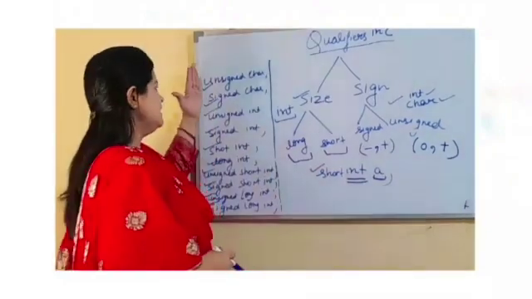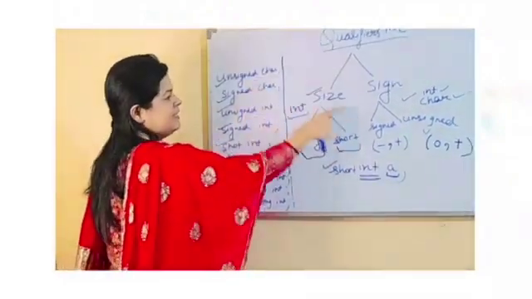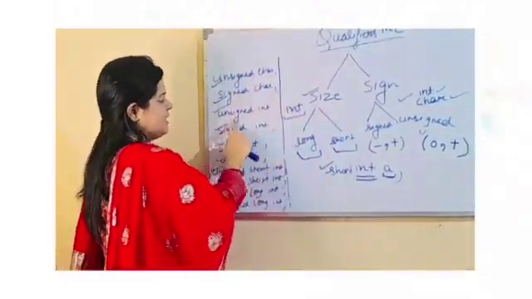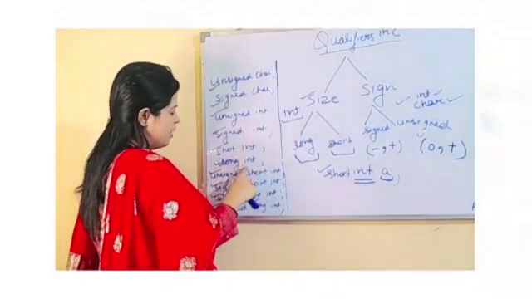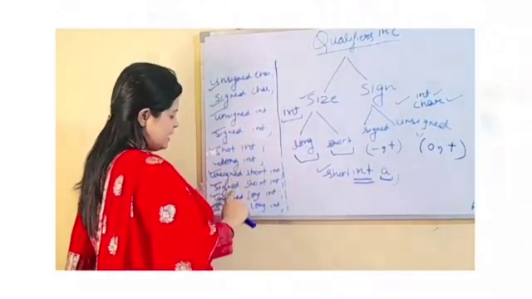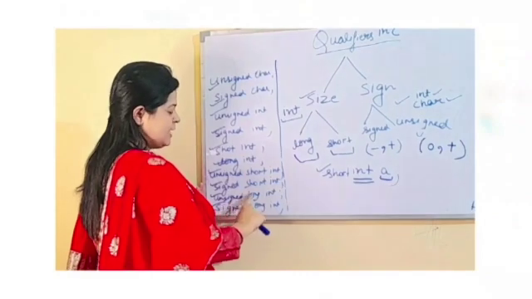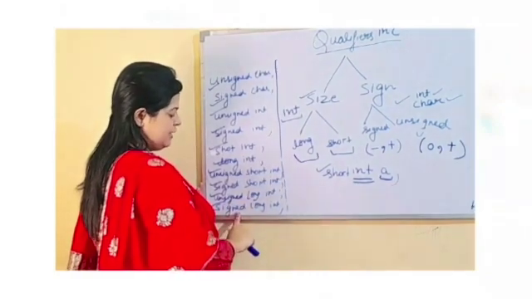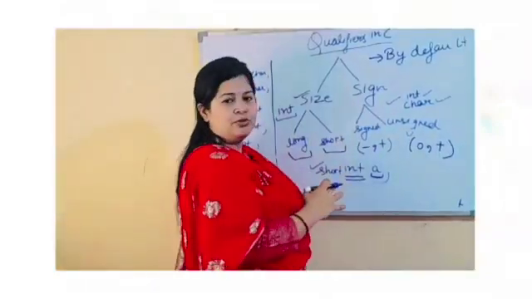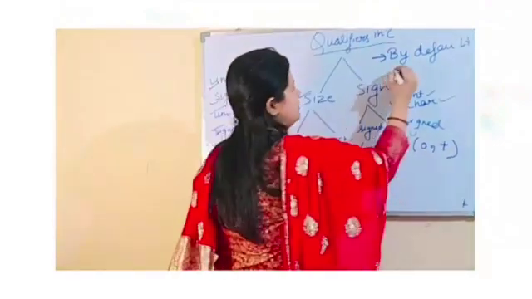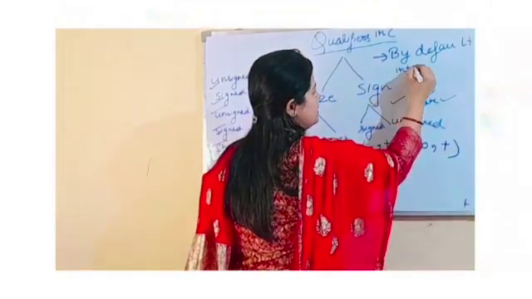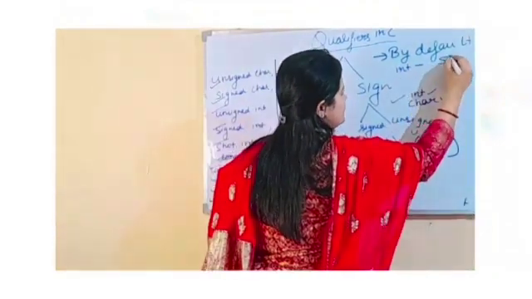So this is the list I already told: unsigned char, signed char, unsigned int, signed int, short int, long int, unsigned short int, signed short int, unsigned long int, and signed long int. One thing I want to tell you, by default, integer int is signed.